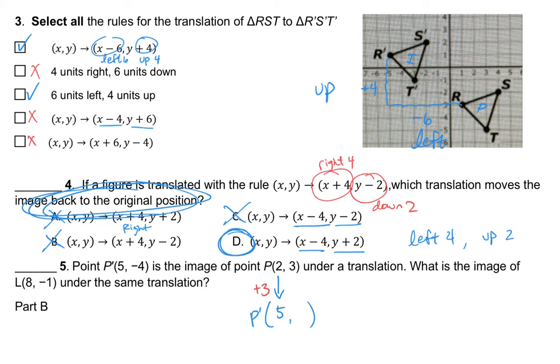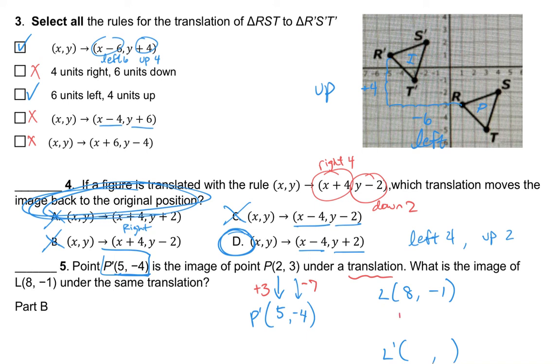And then to go from 3 to negative 4, where'd you get negative 4? Because that's the coordinates P prime. What did you do to go from 3 to negative 4? You subtracted 7. So if it's a translation, then I've got to do that to all the points. So if I took L, which was 8 comma negative 1, and I wanted to find L prime, I've got to do the same stuff.